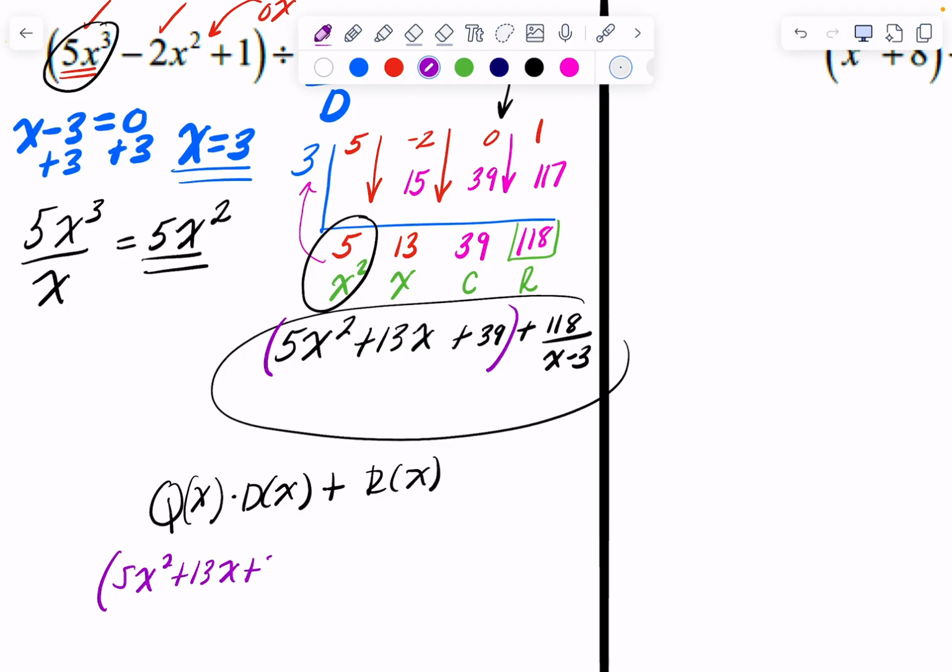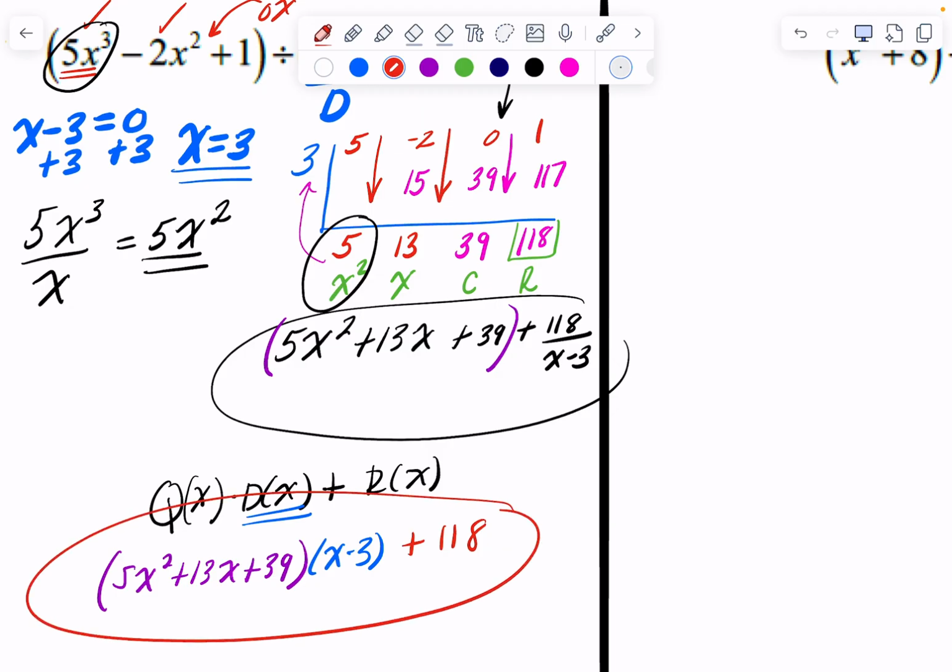I'm then multiplying it by the divisor. What was the divisor? x minus 3. And then we're adding our remainder, so it would just be 118. You don't put the x minus 3 in anymore because a minute ago I showed you the math on it. When you multiply it up, the x minus 3 would divide out. So that's how they like the answer.